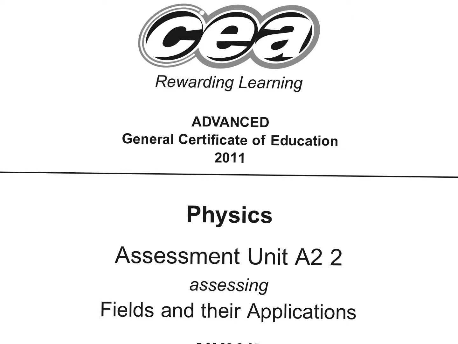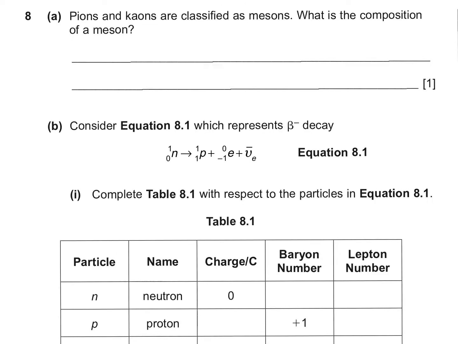Continuing our series on the 2011 Physics A2 paper from CCEA, Unit 2 Fields and Their Applications, and question 8 is on particle physics. 8a. Pions and kaons are classified as mesons. What is the composition of a meson? Obviously here we have mesons, which are always a quark and antiquark in a pair.